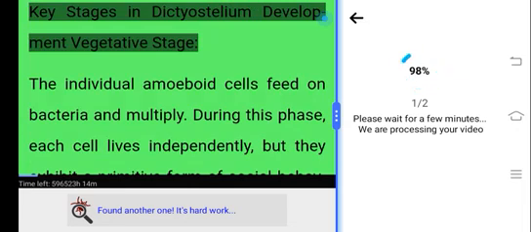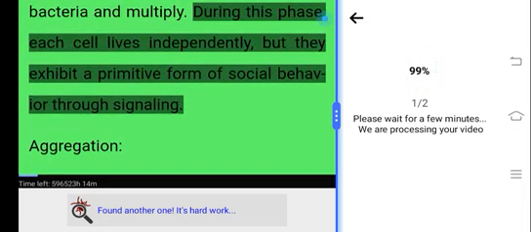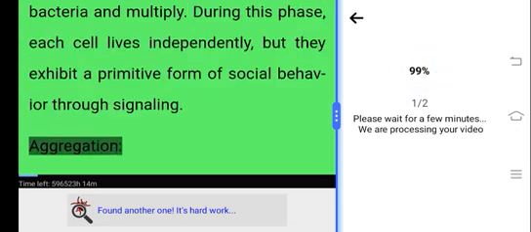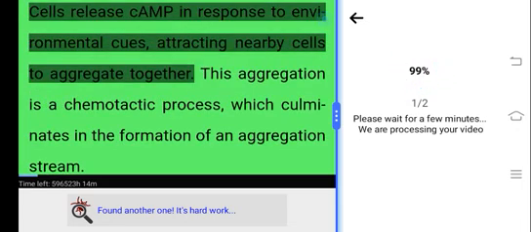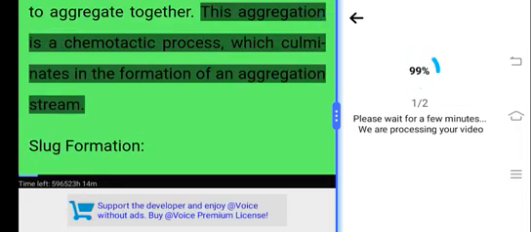Key stages in Dictyostelium development: vegetative stage. The individual amoeboid cells feed on bacteria and multiply. During this phase, each cell lives independently, but they exhibit a primitive form of social behavior through signaling. Aggregation. Cells release cAMP in response to environmental cues, attracting nearby cells to aggregate together. This aggregation is a chemotactic process and culminates in the formation of an aggregation stream.